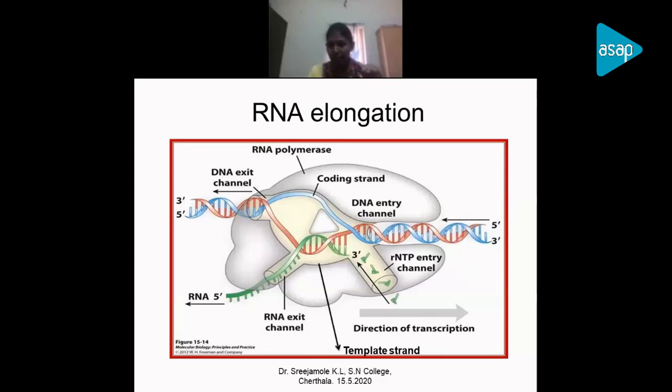There is a DNA exit channel at the uppermost corner, where the DNA, after the transcription, rewinds again to form the helix. So this is how the transcription process happens in a 5' to 3' direction. The enzyme moves along the DNA and all these genes get transcribed.